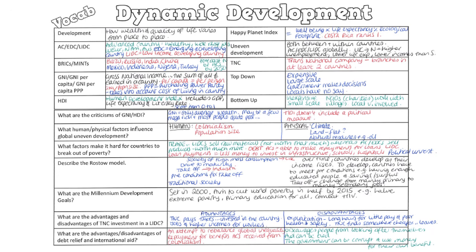How do we measure development? So you've got GNI, gross national income, which is the sum of all the money earned in a country. We can look at that as a total overall figure, or we can look at it per capita, so per person. And we can also look at it purchasing power parity. So GNI per capita, purchasing power parity takes into account the cost of living in that particular country and is a better, fairer way to look at how developed a particular country is.